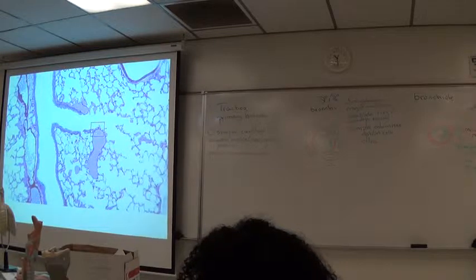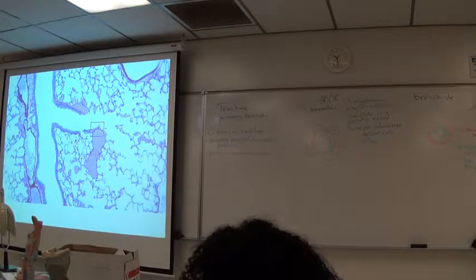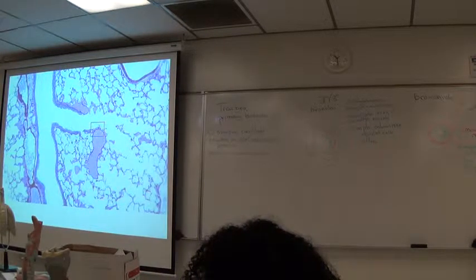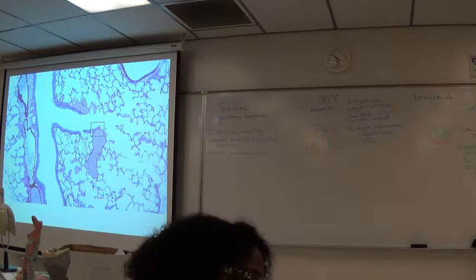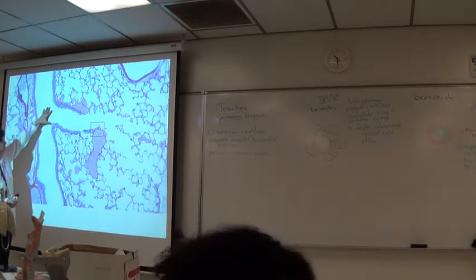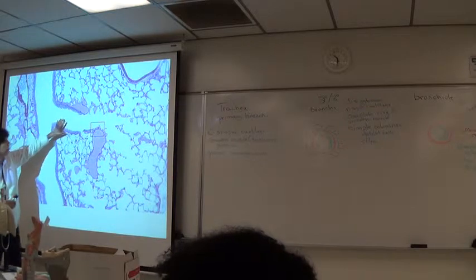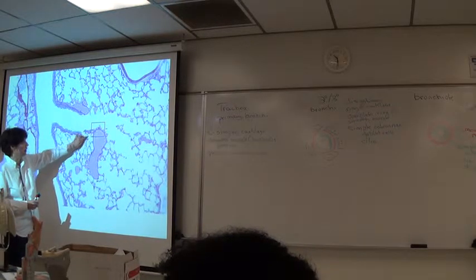If you were on the microscope, how could you tell the difference between a bronchiole and a blood vessel? Because they both have smooth muscle walls. The simple cuboidal? The epithelium. Because a blood vessel is going to have simple squamous, and the airway is going to have simple cuboidal. So a thicker epithelium.